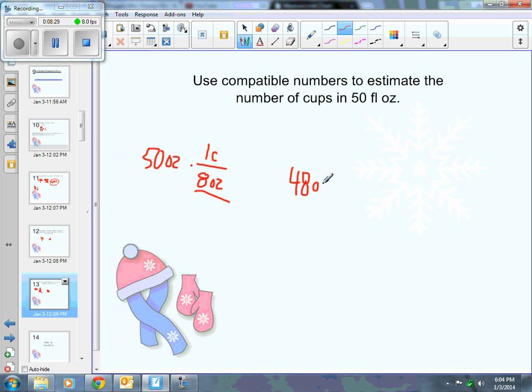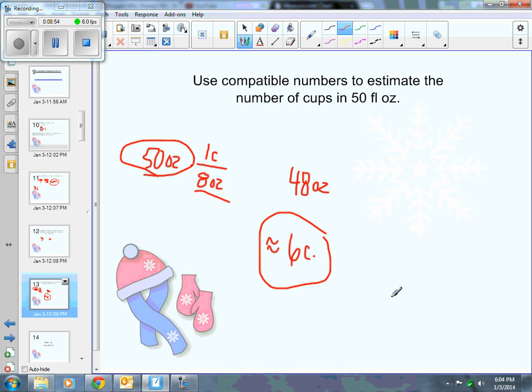48 is easily divisible by 8. And so we could say approximately 48 divided by 8 is 6. So approximately 6 cups are in 50 ounces. That would be my answer.